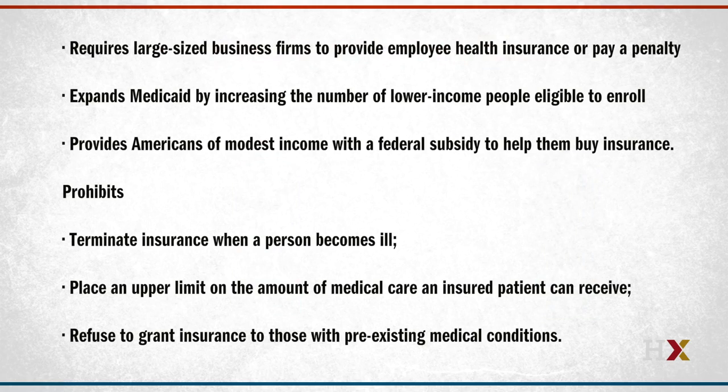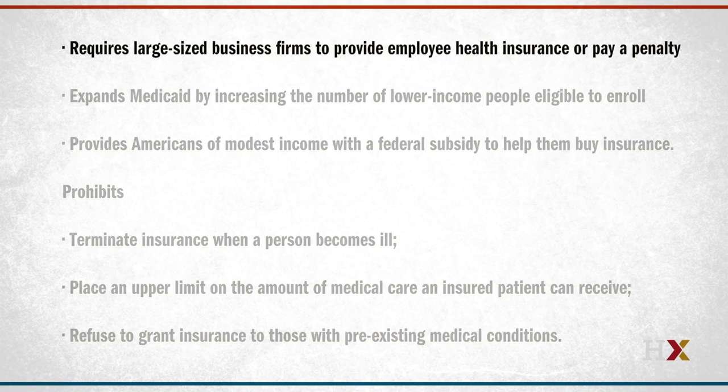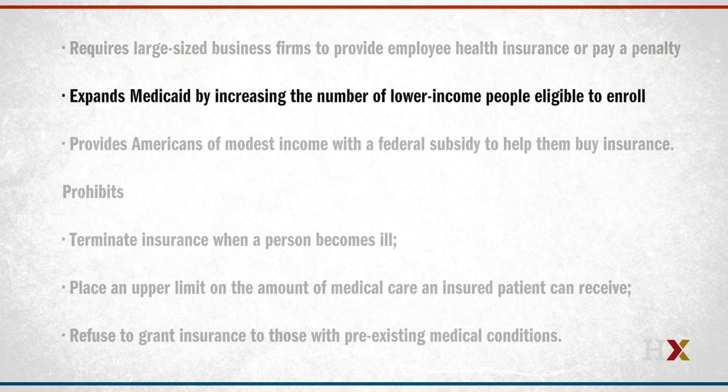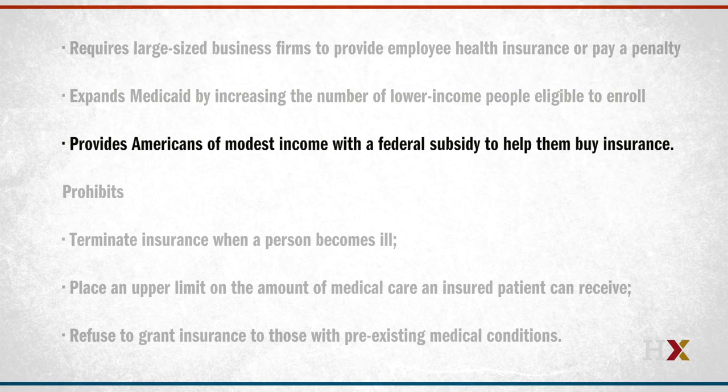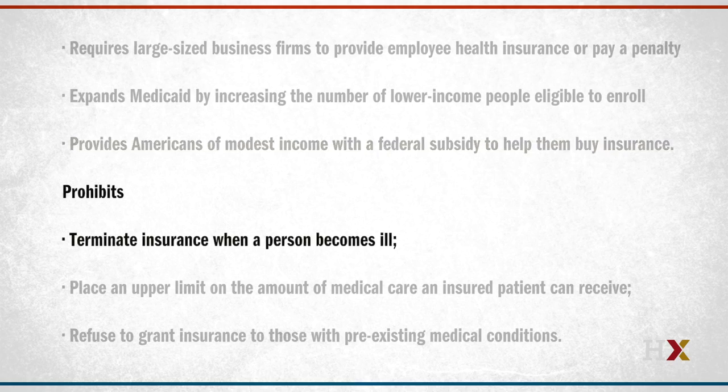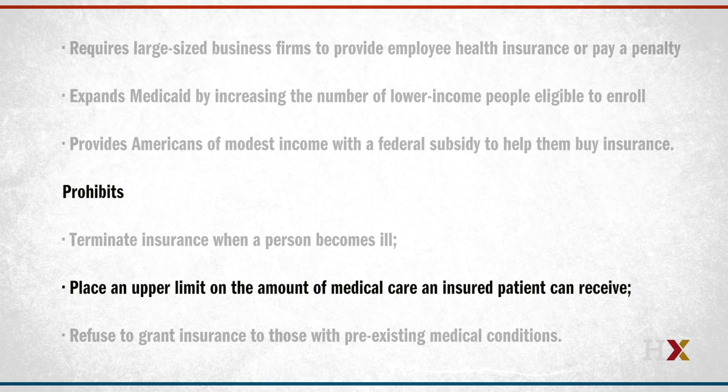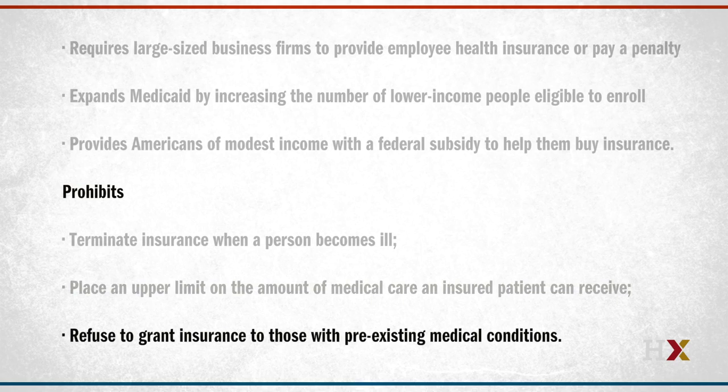The 2010 legislation requires large-sized business firms to provide employee health insurance or pay a penalty. It expands Medicaid by increasing the number of lower-income people eligible to enroll, and it provides Americans of modest income with a federal subsidy to help them buy insurance. In addition, the 2010 legislation prohibits some insurance practices. Insurance companies are no longer permitted to terminate insurance when a person becomes ill, to place an upper limit on the amount of medical care an insured patient can receive, and they can no longer refuse to grant insurance to those with pre-existing medical conditions.